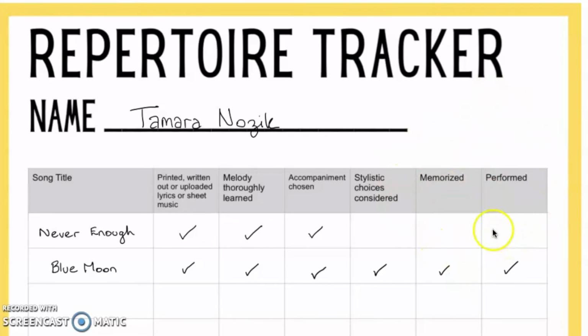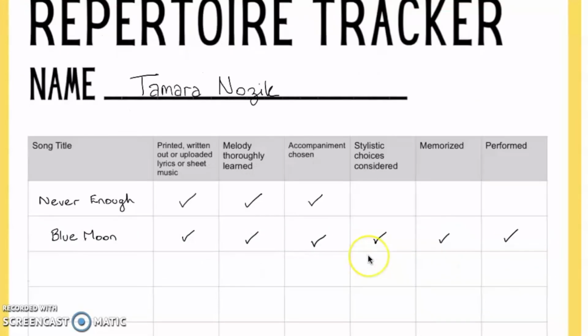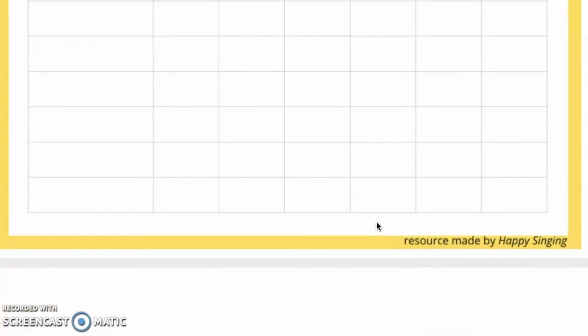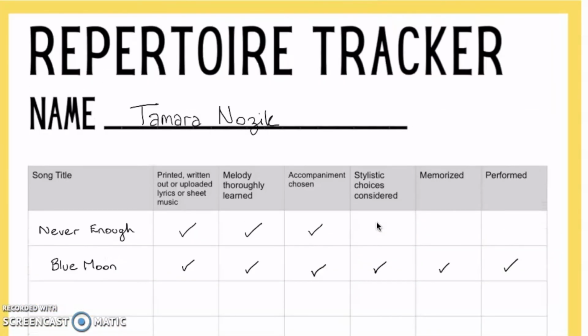And lastly, performed. Now, it doesn't mean that you have to perform in front of a stage. It could just mean recorded it, sang it for my family, put it online, made a YouTube video, whatever. And that's the performed section. Lots and lots of space to put all different songs there, guys, for you. And I hope it helps you.